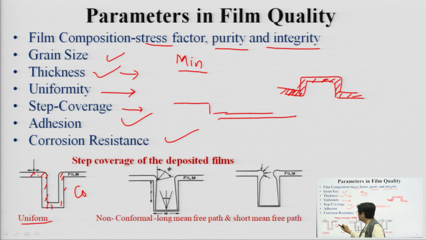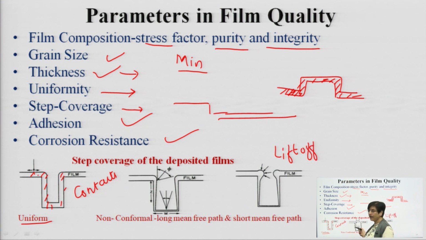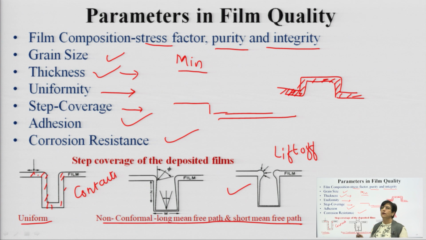So, for contacts such kinds of films are very much recommended, whereas in many situations, when you go for lift off, you want the film, but even if the film is not properly uniform or conformal, you can do away with it. For non-conformal growth, suppose the mean free path of the bombarding atom is not proper, then you have to ensure that the tilt angle and the rate at which it is getting deposited are proper, otherwise you will have such kinds of results in the deposited film.